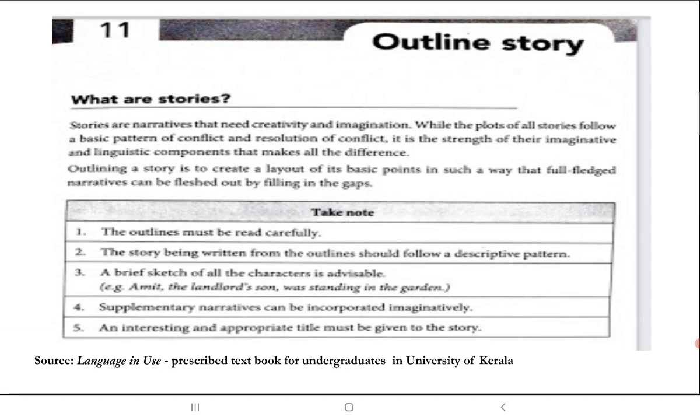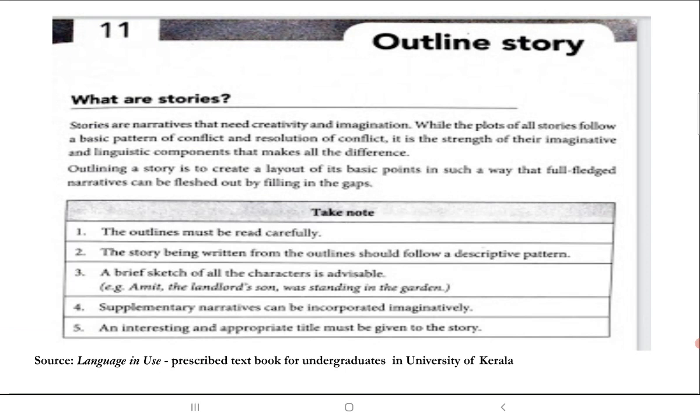So it is the strength of their imaginative and linguistic components that makes all the difference. Of course, your imagination can do wonders. As I told you, some fantasy elements will add some more brownie points to it. Then linguistic components, your language abilities, give it perfection. That makes all the difference. Outlining a story is to create a layout of its basic points in such a way that full-fledged narratives can be fleshed out by filling in the gaps.